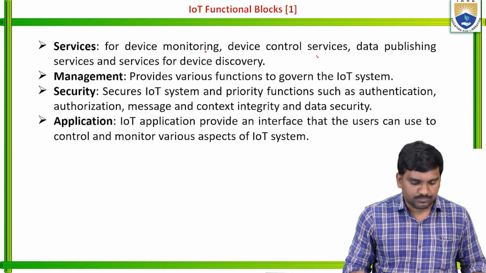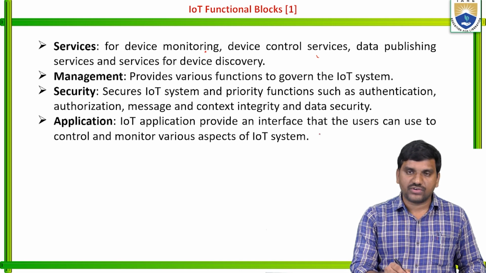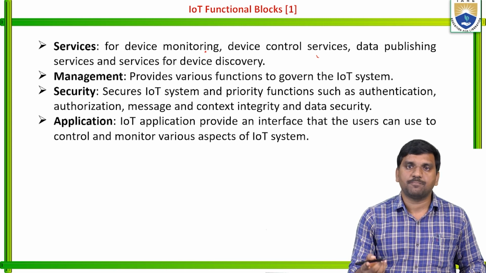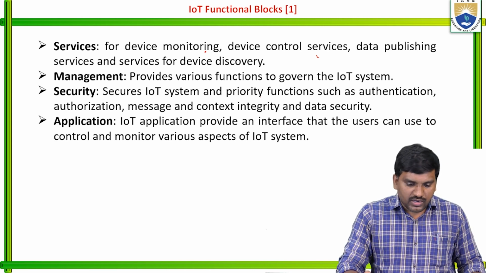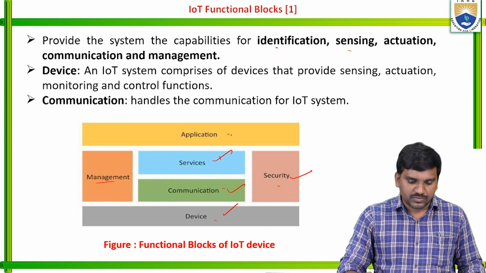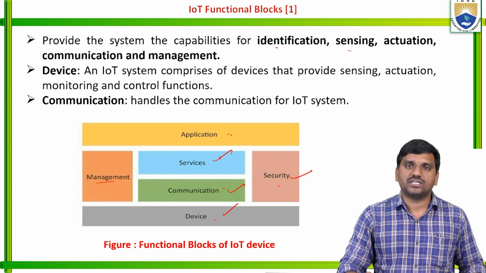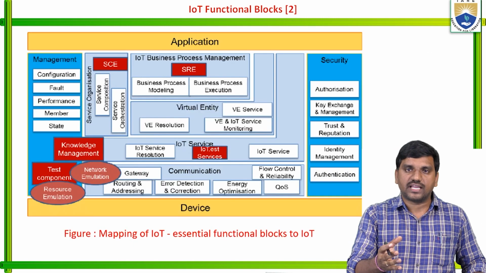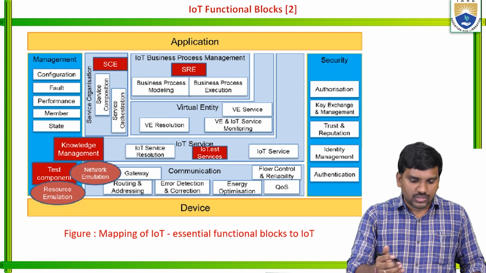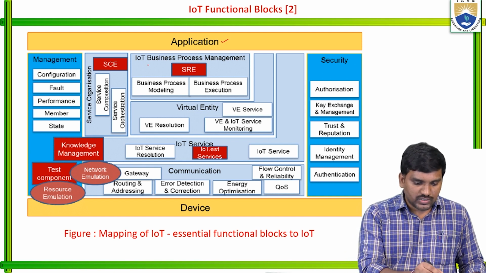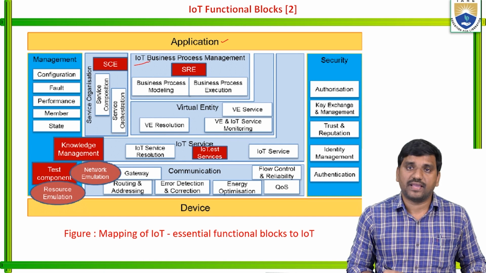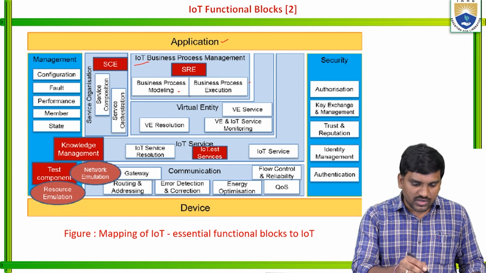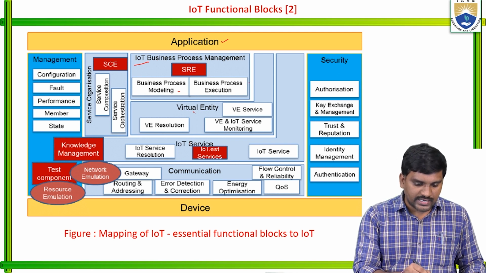Next, the last one, application. An IoT application provides an interface that users can use to control and monitor various aspects of the IoT system. So these are the functional blocks of an IoT device: application, services, communication, device, security, and management. Next, this is the diagram for elaboration of IoT functional blocks. Here, the application covers IoT business process management, business process modeling, and business process execution. In terms of virtual entity, here we have the virtual entity and IoT services.